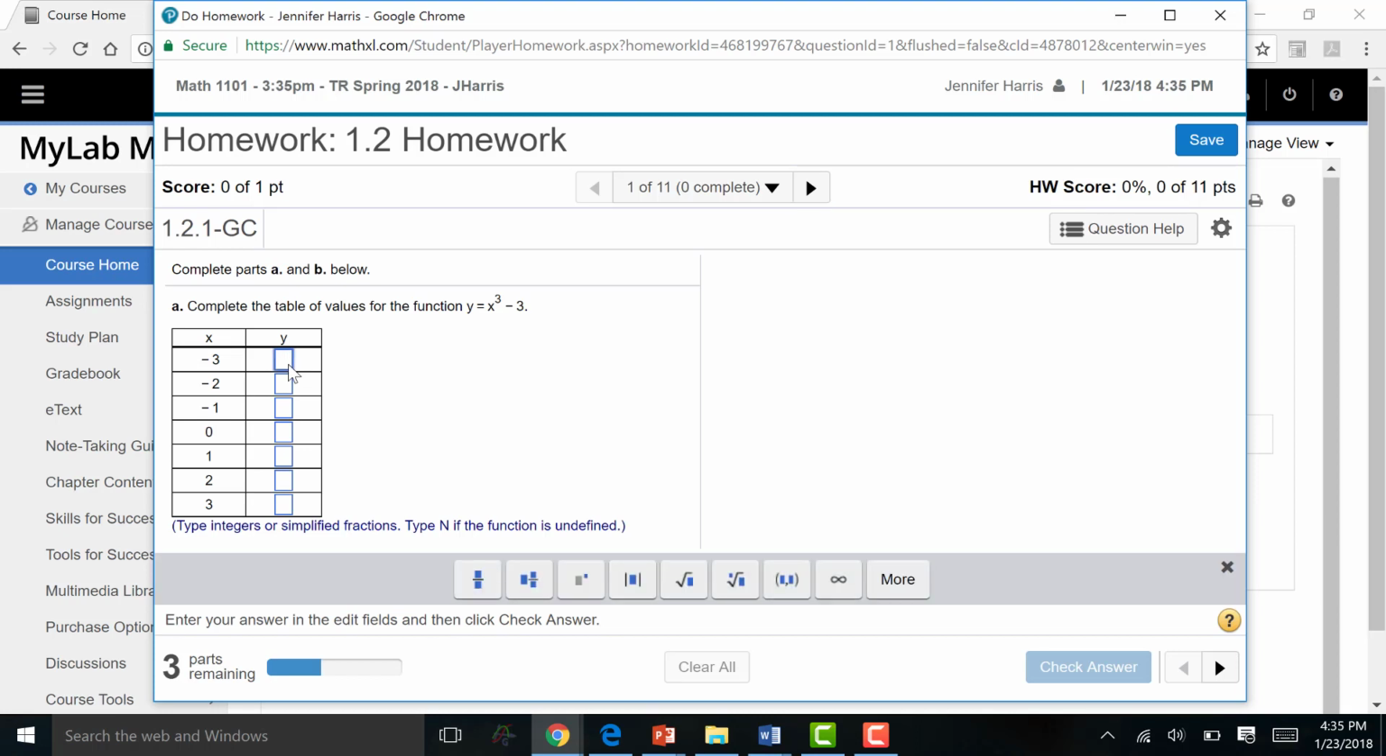Okay, so that's negative 20 and negative 30. Negative 8 and minus 3 is negative 11. Negative 4. Negative 3. 1. Negative 2. 8 and 3 is 5.